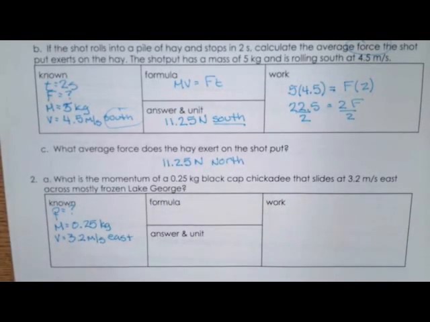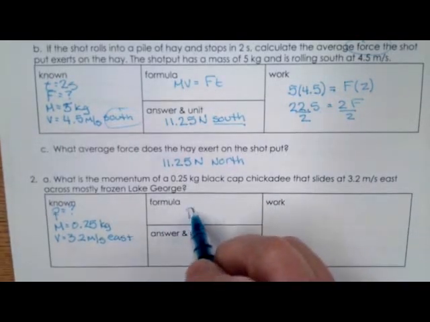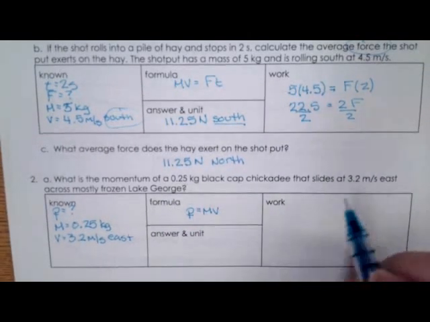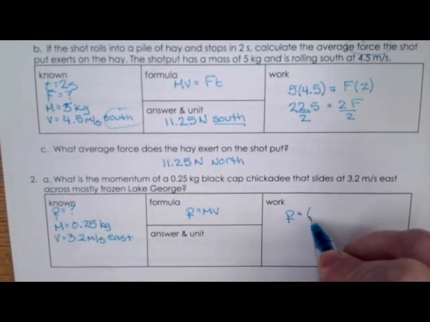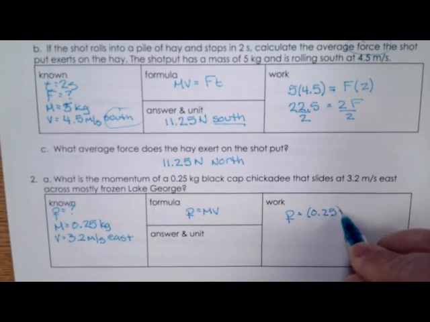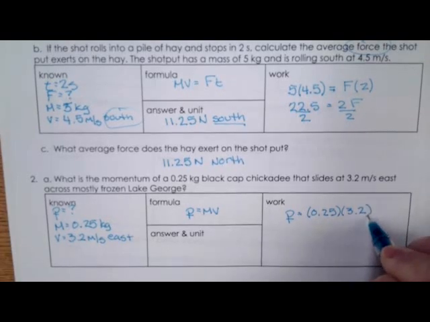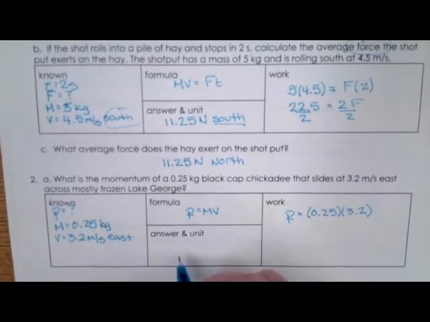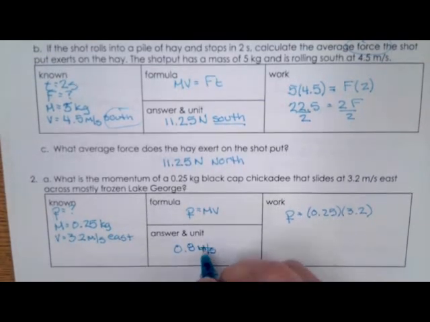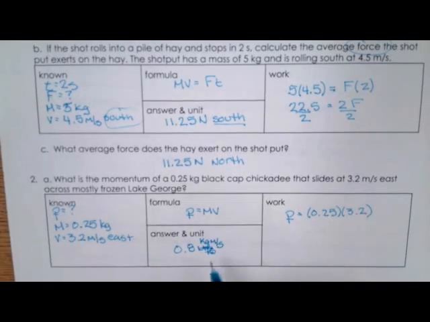across mostly frozen Lake George. So we need to use the momentum formula. So momentum equals 0.25 times 3.2, and a quarter of 3.2, I believe, is 0.8 meters per second, and because velocity, nope, momentum is the wrong unit. Woo, almost made a terrible mistake there. Momentum is kilograms meters per second, and we need a direction, so it's going to be east.